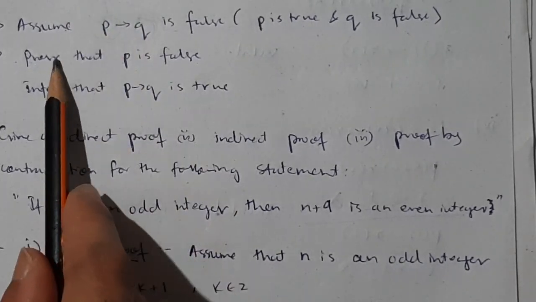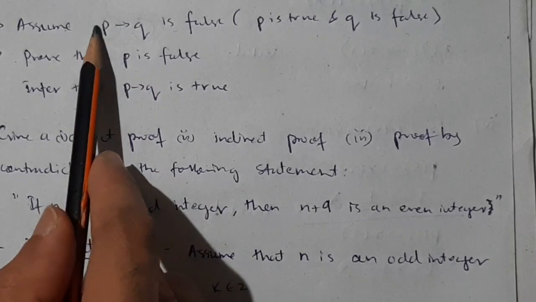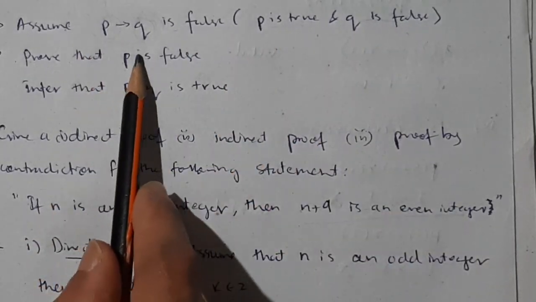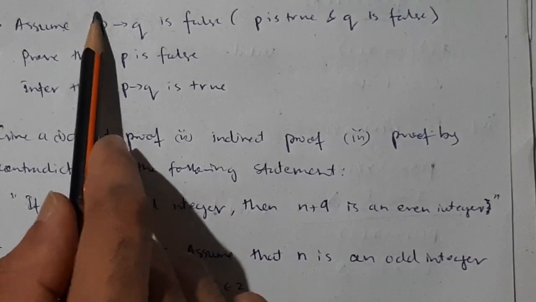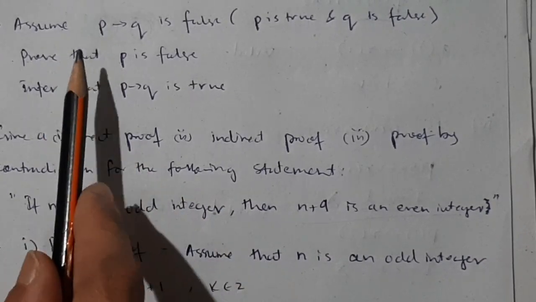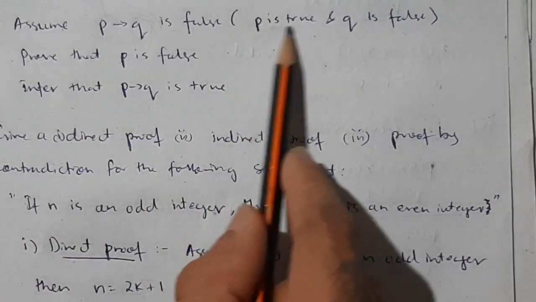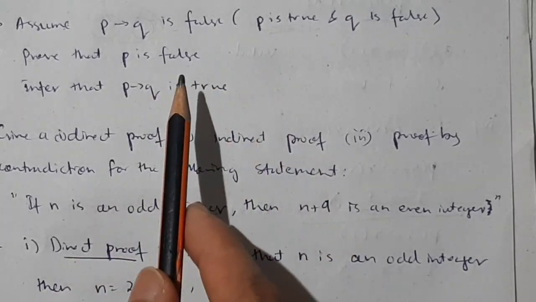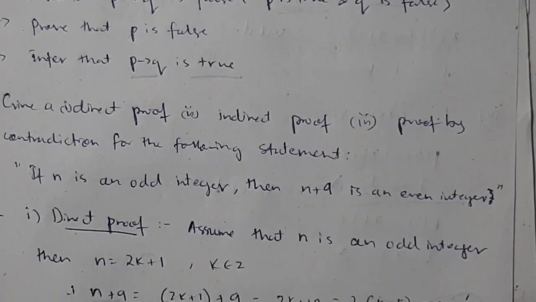Then what we will do is prove that p is false. We considered p is true, q is false. Now we have to prove that p is false. If we prove that p is false, that means it's a contradiction, right? We have assumed that it is true, but if we can prove that it is false, that means there is a contradiction. Now let us see by a question.